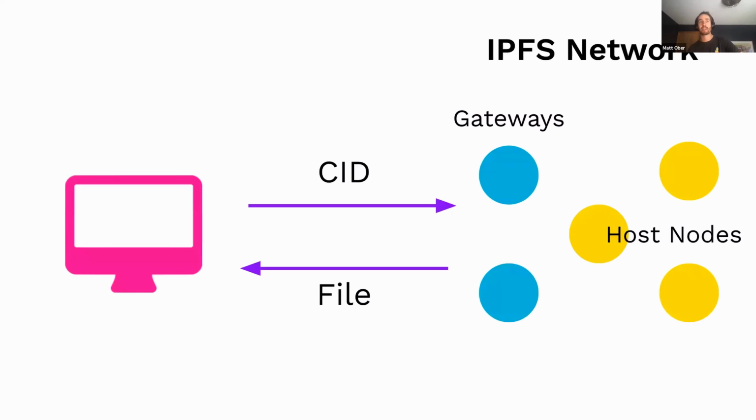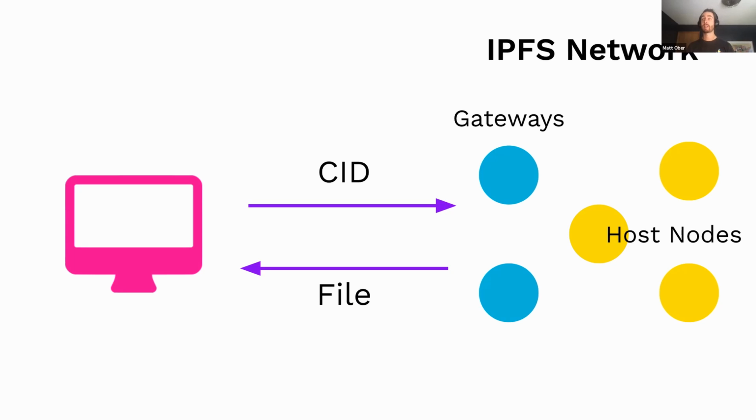This looks like a little bit of a different kind of flow between the various players in this ecosystem. Typically what this looks like is the application user is going to be on their laptop or home computer, and they're going to ask the application to get that content for them. That application will send that CID to typically a gateway.